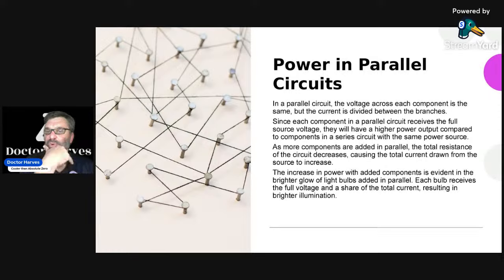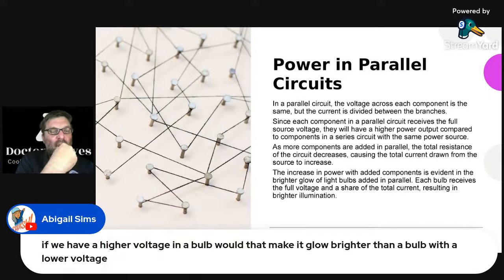Okay, just going through a few more questions. If we have a higher voltage in a bulb, would that make it glow brighter than a bulb with lower voltage? Yeah, because power equals voltage times current. So assuming the current's the same or similar, the bulb is going to glow brighter because there's more voltage passing through it. Voltage is the joules per coulomb, or per charge. So if you've got more joules per charge, you're going to have a lot more of the electrical energy being transferred into light energy.